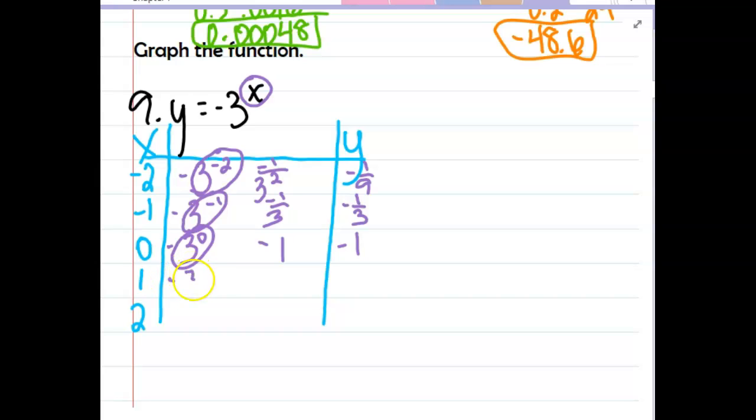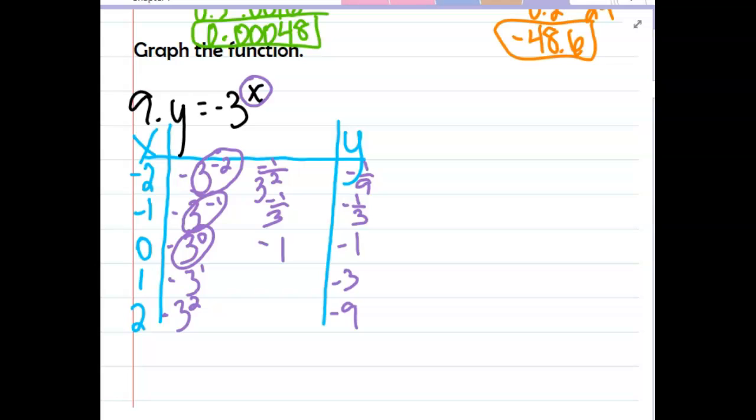And then I do negative 3 to the 1st power, which is just going to give you negative 3. And then when you do negative 3 to the 2nd power, same thing as all the other ones. The only thing you're squaring is the 3. You're not squaring the negative. So negative 3 squared would give me negative 9.